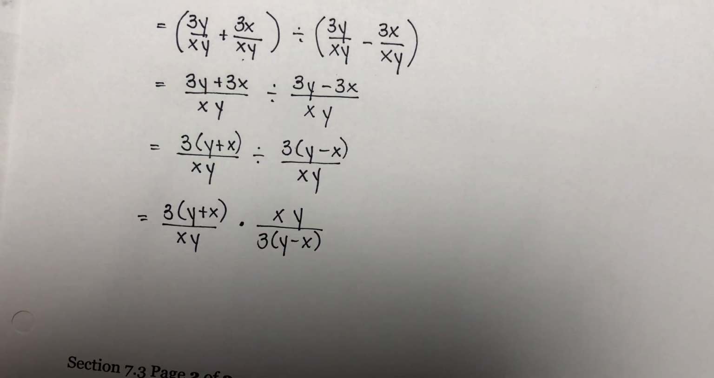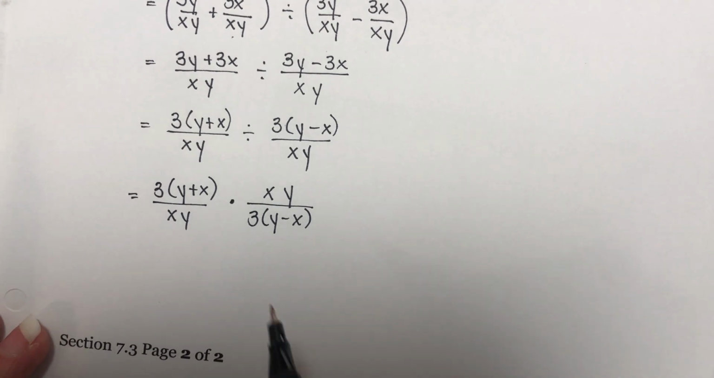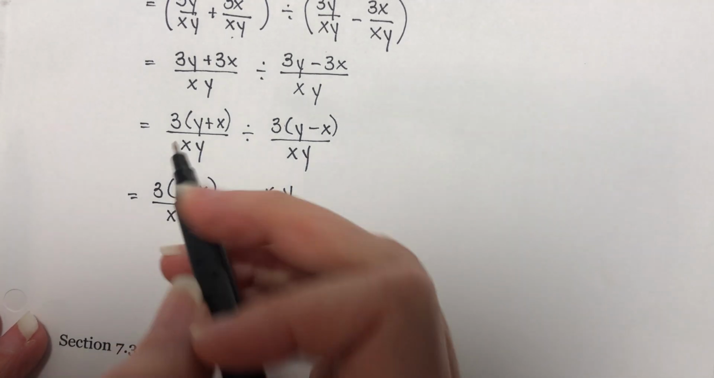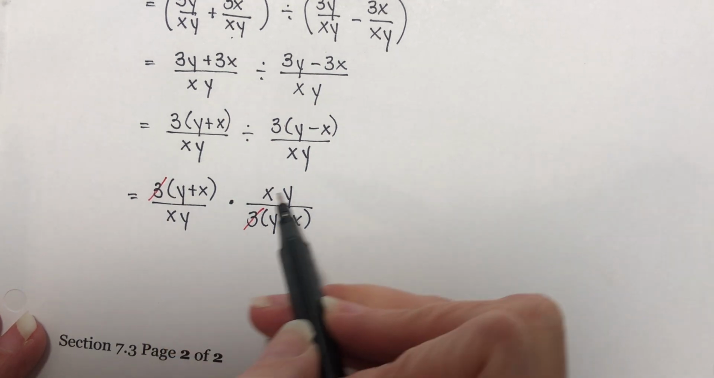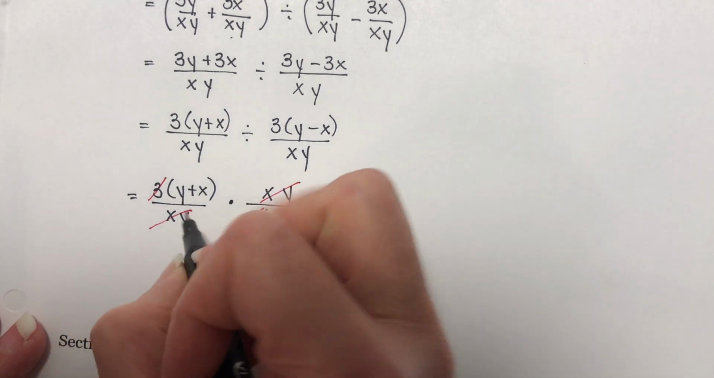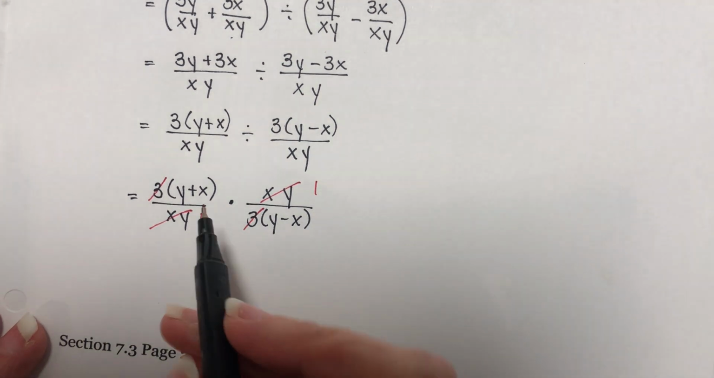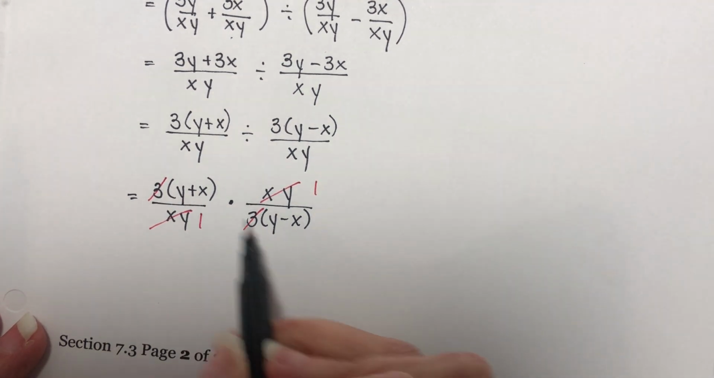Now that it's multiplication, we can look for cancellations. And on this diagonal, we have a 3 in both of them. Here we have an x and an x, a y and a y, so they both go away. So I have 1s here and here. These two are not the same.